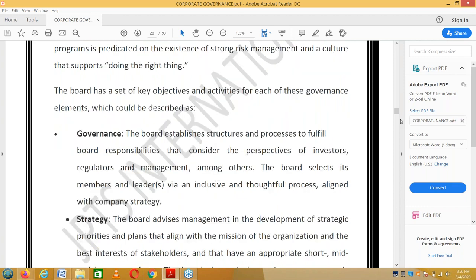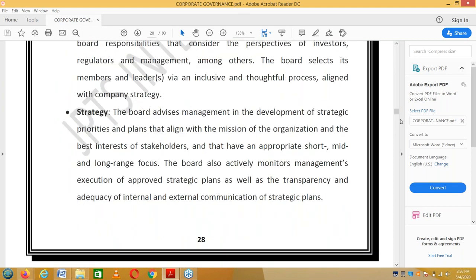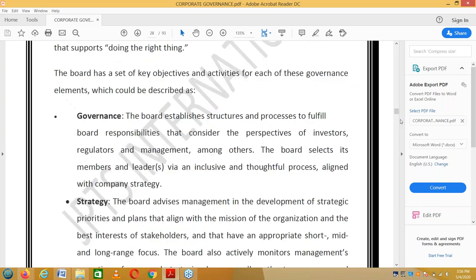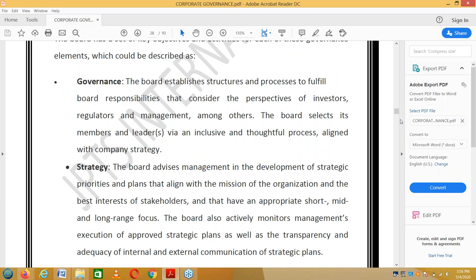The board advises management in the development of strategic priorities and plans that align with the mission of the organization and the best interest of the stakeholders, and that have an appropriate short-term and long-range focus. The board also actively monitors management execution of approved strategic plans, as well as the transparency and adequacy of internal and external communication of strategic plans. So the board is to establish the structure, bearing in mind the responsibility of the board members and also the objectives of the stakeholders. Every strategic plan should be followed in toto and be transparent enough.